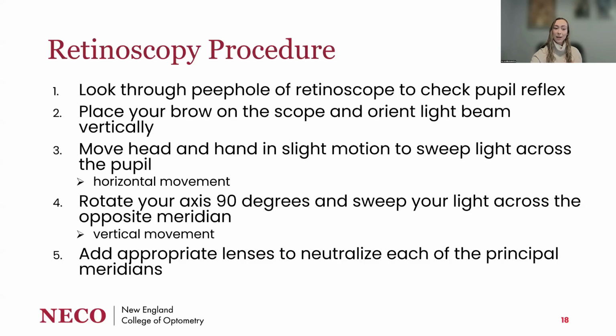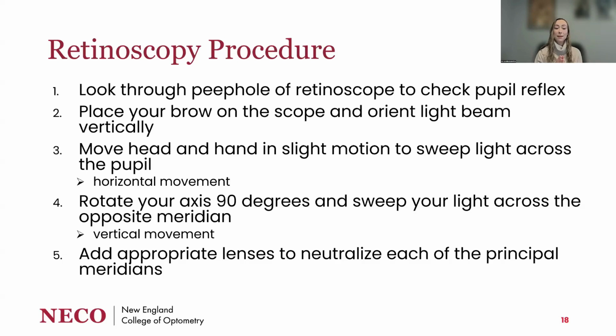Once you've neutralized that meridian, we rotate our axis 90 degrees and proceed to sweep our light across the opposite meridian. Now we are moving in vertical movement, moving our head up and down slightly. And keep in mind, the meridian you're scoping is opposite of the direction of your light streak.